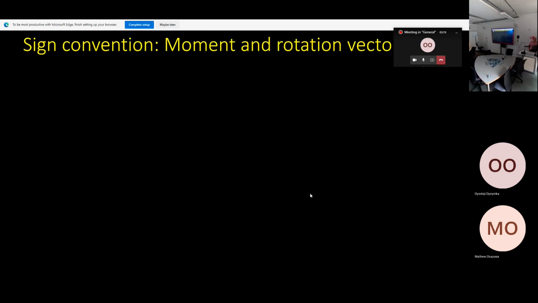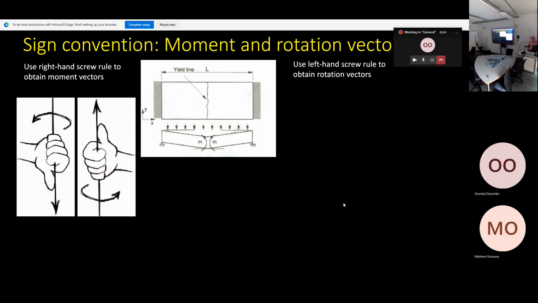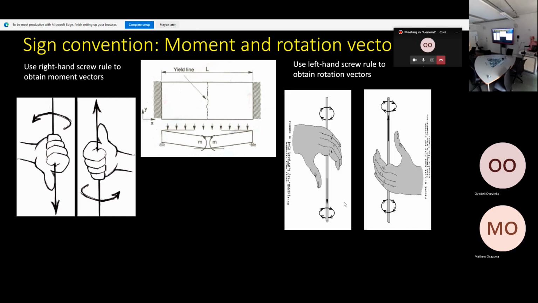Okay, just a reminder of what we did. We talked last week about the sign convention that we use for moments. We use the right-hand screw rule, and we went through this example here. We use the left-hand side screw rule to obtain the rotation vectors. I think we did two examples: a one-way slab, this one here, and then a two-way rectangular slab.